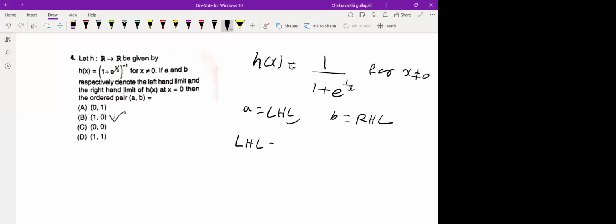LHL, how to find out? This is at 0 we are asked to find. 0 is a break point, but we don't have a break directly. So what do we have to do? We have to go for H notation. Less than 0, here A is 0. Less than A, break point A minus H, 0 minus H, which is 1 by 1 plus e power 1 by H.